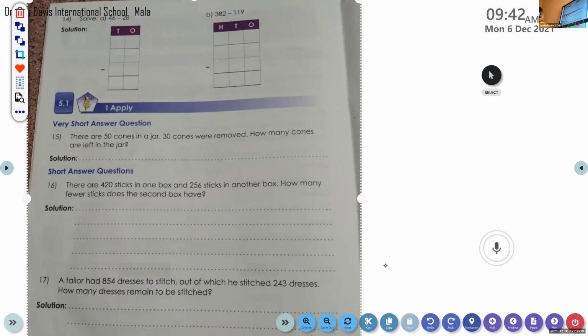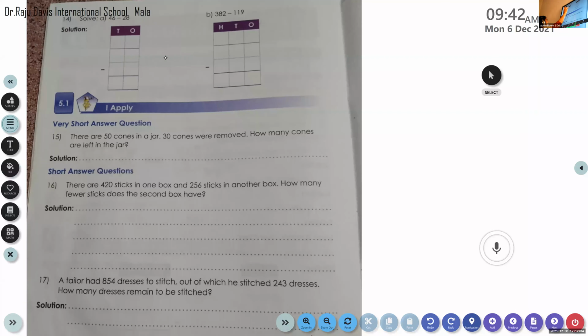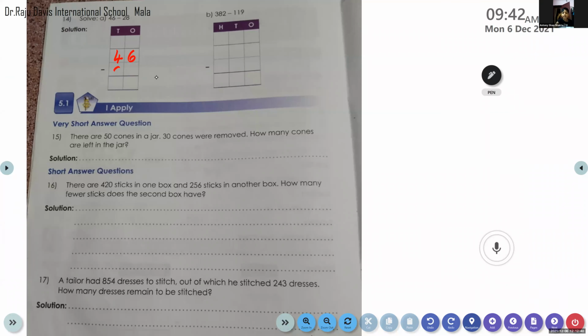So the 14th question, solve 46 minus 28. So first you have to arrange the numbers properly. First number is 46, minus 28. Yes, regrouping. Here, the ones place numbers are 6 minus 8. So we cannot subtract 8 from 6, isn't it? So, regroup. In this, 4 will become which number?